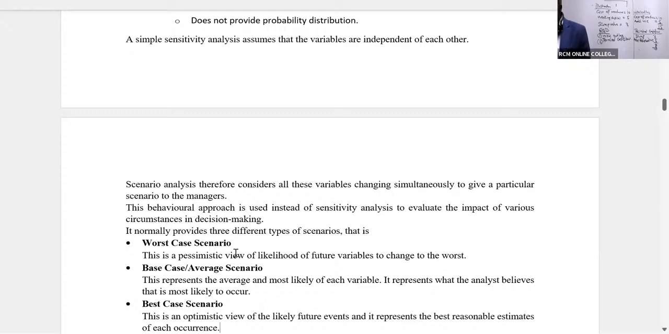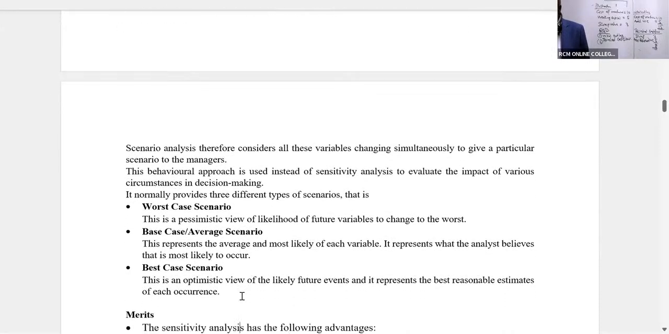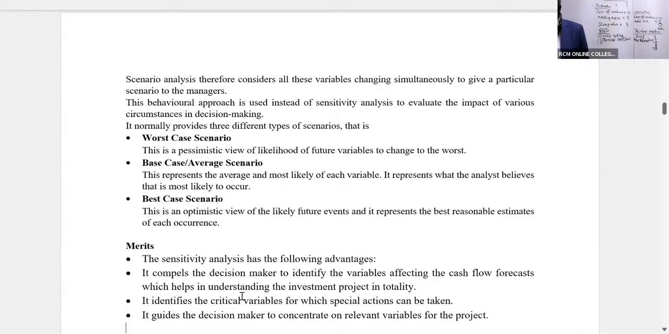Then we have the base or the average scenario. This represents the average and most likely value of each variable. It represents what the analyst believes is most likely to occur. And then we have the best case scenario. This is an optimistic view of the likely future events, and it represents the best reasonable estimates of each occurrence.